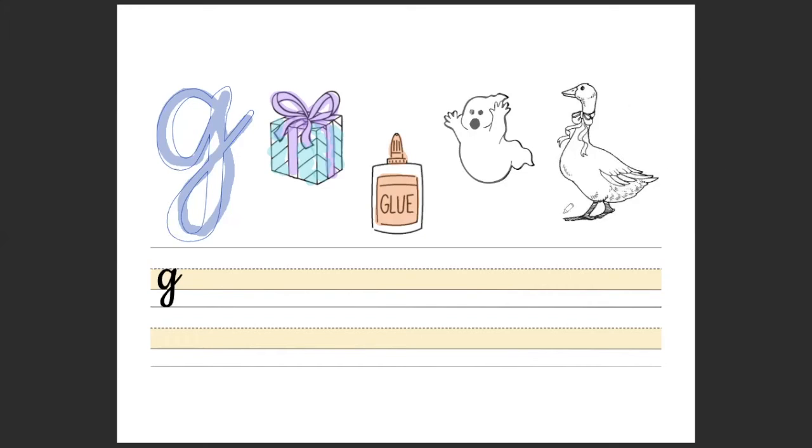The last item is a kind of bird. What kind of bird is this? This is a goose. Now, geese can be different colors. They can be white. Sometimes they have gray or black on them. You can color this goose however you want. I think I'm going to color the bow green.